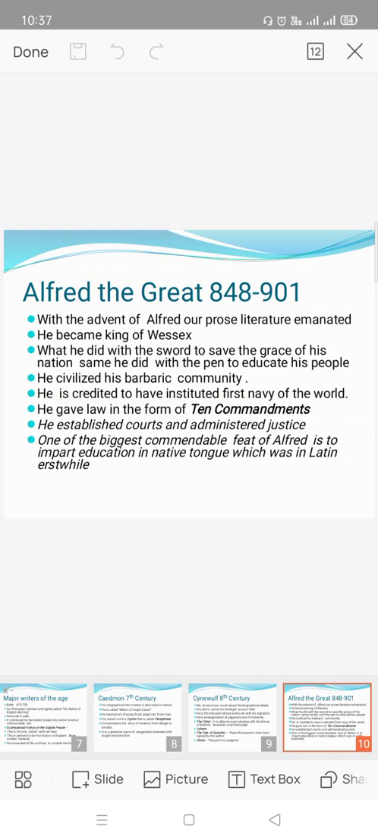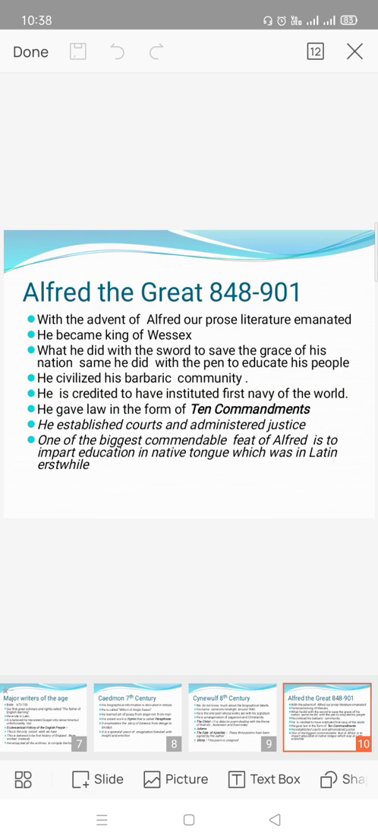He became king of Wessex because of the Treaty of Wedmore. There was the heptarchy, seven provinces ruled by seven different tribes, and Wessex was the tribe ruled by King Alfred, and after the Treaty of Wedmore, King Alfred became the King of Wessex. He was the most powerful, the most dominant character both in war and in the field of education and intellectual productivity. What he did with the sword to save the grace of his nation, the same he did with the pen to educate his people.